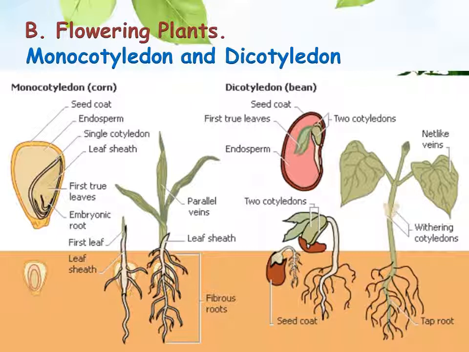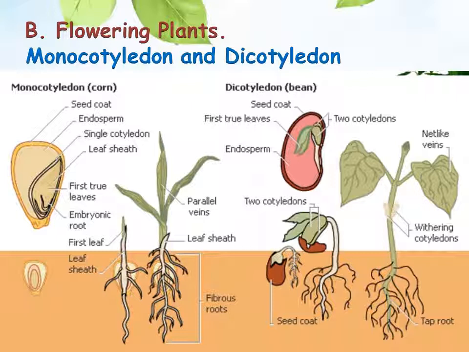Two cotyledons. So there are two, it's not only one. Seed coat. There is also a seed coat in monocotyledon. Now the difference there is in the dicotyledon, it is only tap root. So it means to say that the roots are not tiny or small. It is bigger than the fibrous root.